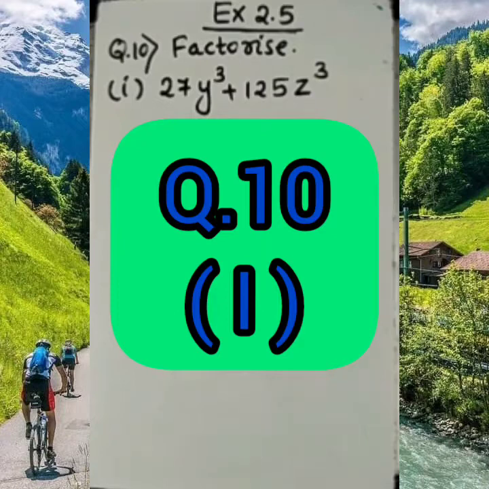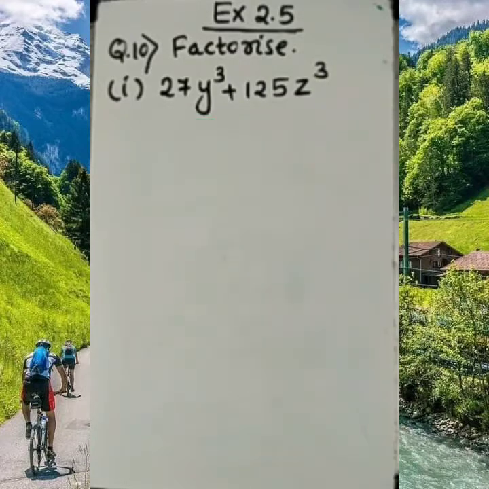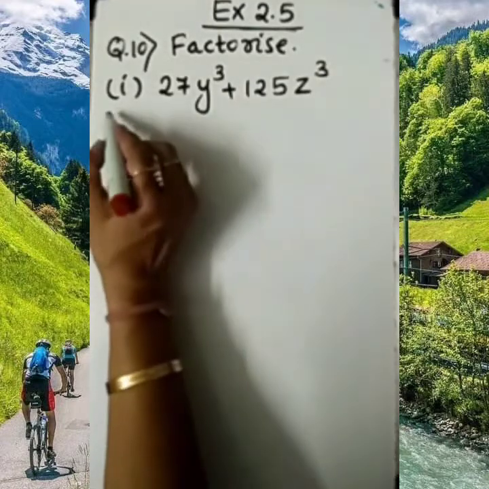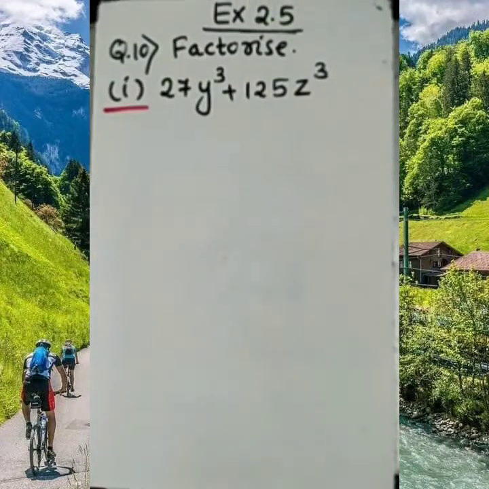The question is: factorize. Okay, factorize what? The first question that we are given is 27y cube plus 125z cube. Fine. So my dear student, here is how to solve it. I am going to explain it to you. Be ready for that. It's very simple, very easy.